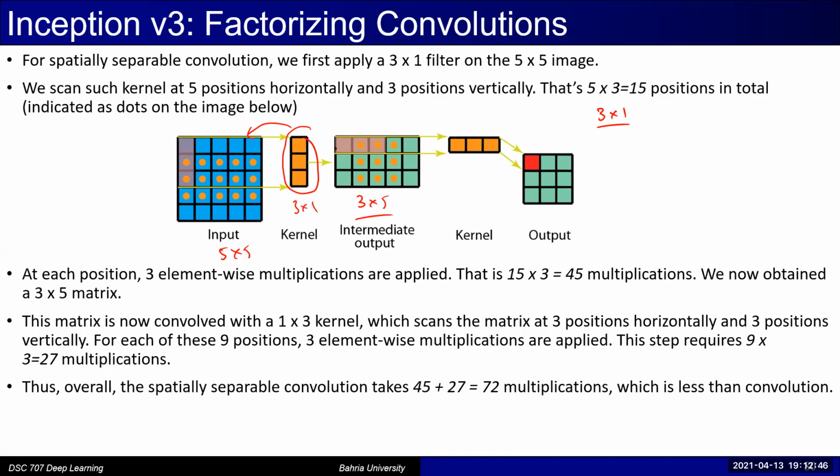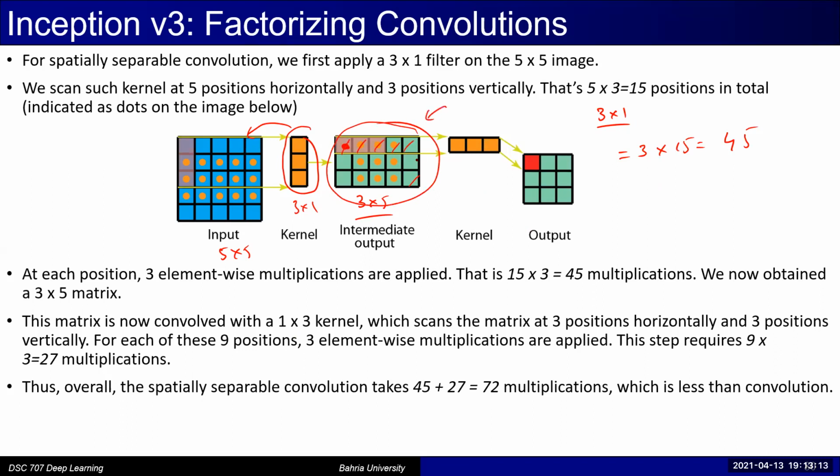Now let's see how many multiplications we are doing here. In order to compute one value, the number of multiplications is 3 cross 1, that is 3 multiplications. How many values are we computing in total? 3 into 5, 15, right? These are 15 values, 1, 2, 3, 4, 5, and so on. So the total number of multiplications is 3 into 15, which is 45. So here we have 45 multiplications.